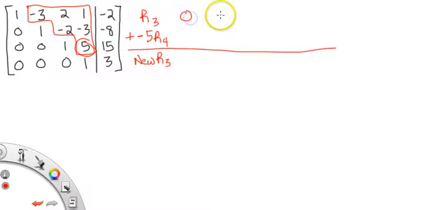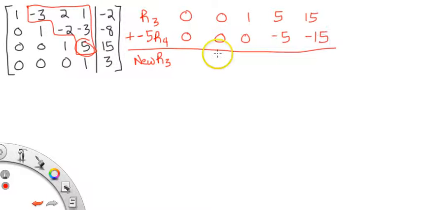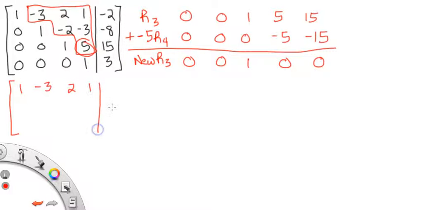My original row 3 was 0, 0, 1, 5, and 15, and now my row 4 times negative 5 gives me 0, 0, 0, negative 5, and negative 15. So my new row 3, adding straight down, will be 0, 0, 1, 0, and 0. So now I will redraw my matrix with my new row 3. First row stays the same. Second row stays the same. I have a new row 3, and my fourth row stays the same.